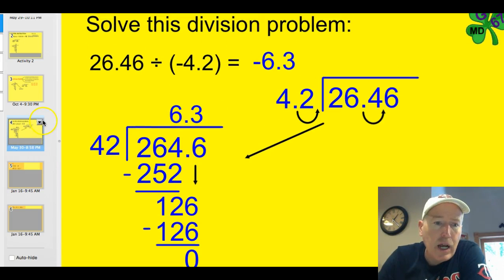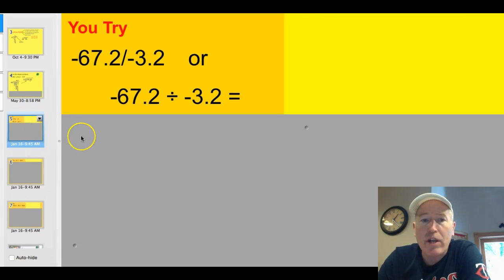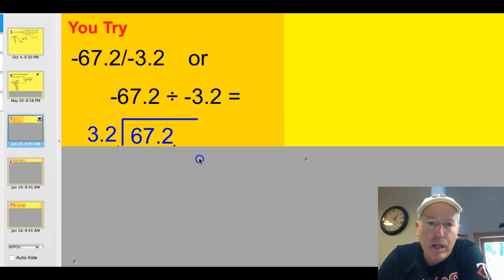All right, I think we got some problems, 3 problems for you to try here tonight. Go ahead and try this one here. 67.2 divided by a negative 3.2, and I wrote it out both ways. You can go ahead and pause the video, try. All right, let's see how you did.